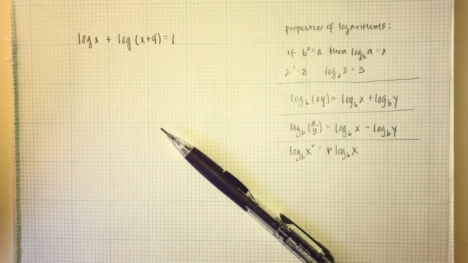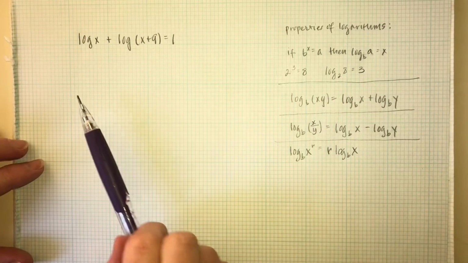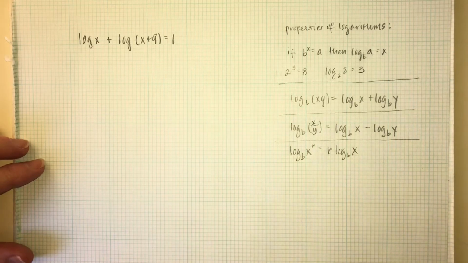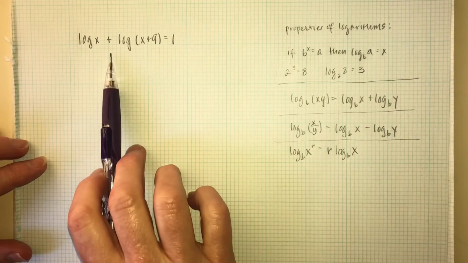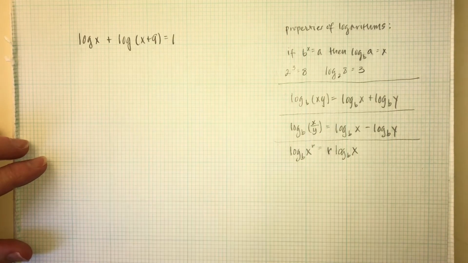Hi everyone, in this video I'll show you how to solve a logarithmic equation like this. So we have log of x plus log of the quantity x plus 9 equals 1. And so we need to use one of our properties of logarithms to solve this.